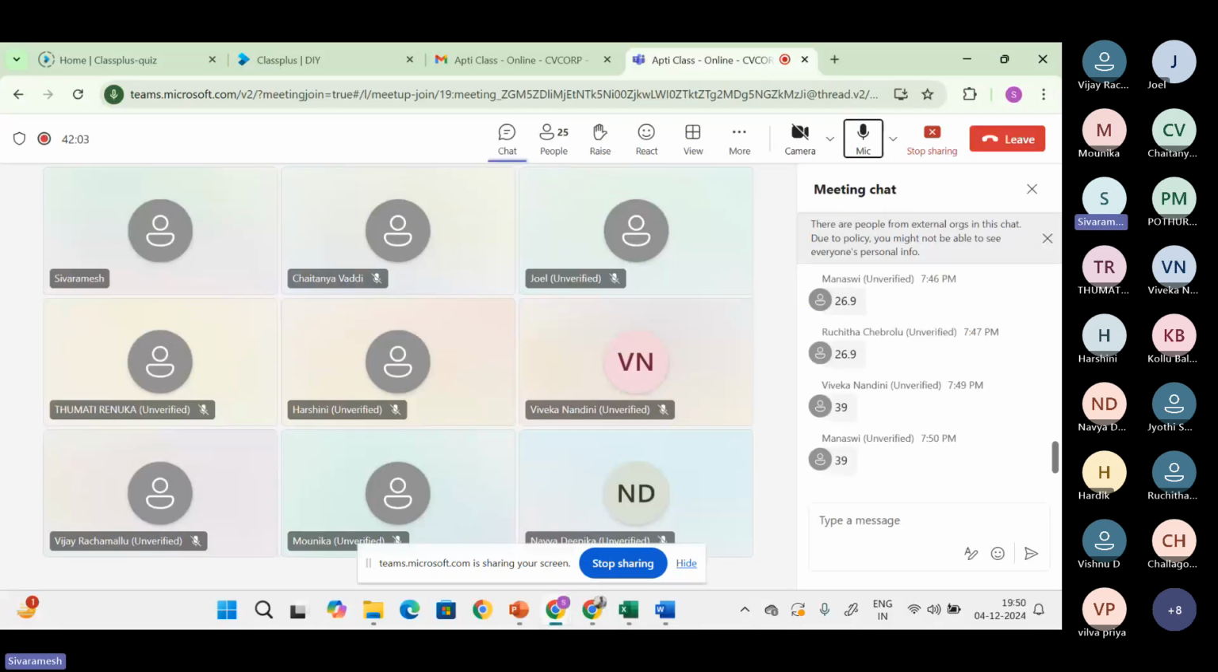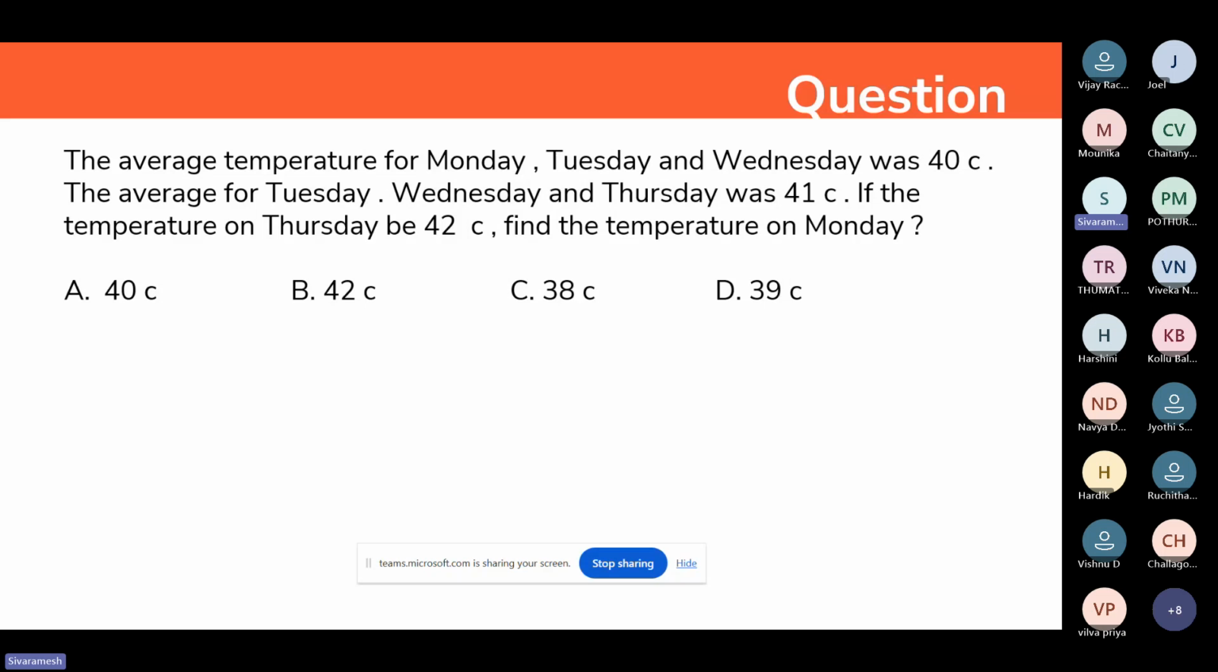Yes, already got answers from Nandini and Manasvi. Very good. 39, I can see that answer. Yes, guys, I'll explain this question, and we'll see whether you are able to solve a similar kind of question or not. Here it's not about persons. Here they are mentioning days in a week, like Monday, Tuesday, Wednesday. Average temperature was 40 degrees Celsius. If you observe, the count and average process will not change. Just observe the solution here.